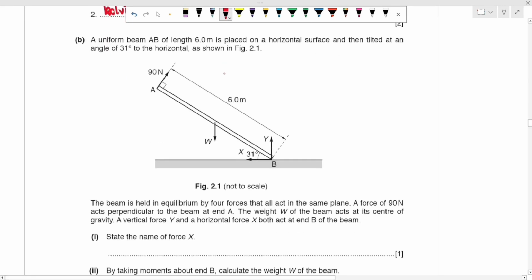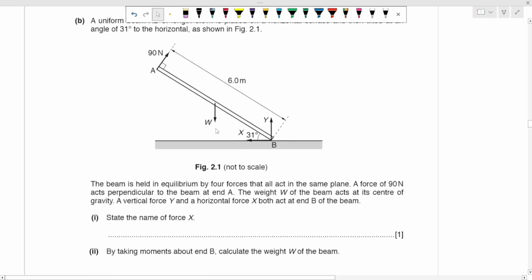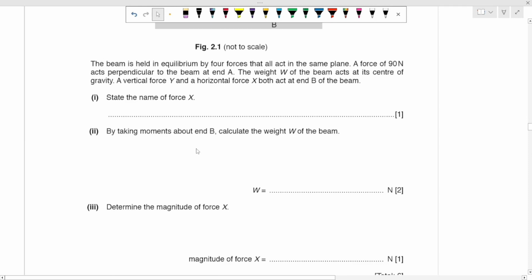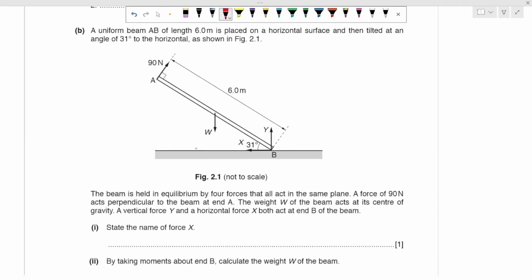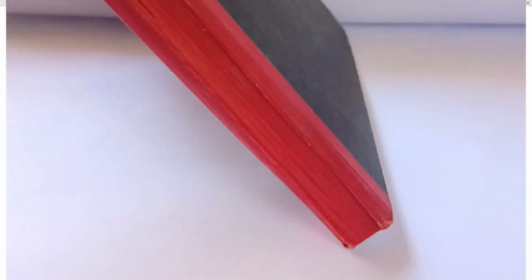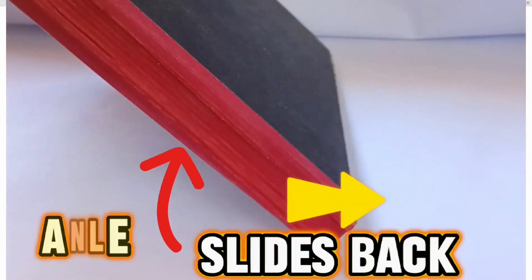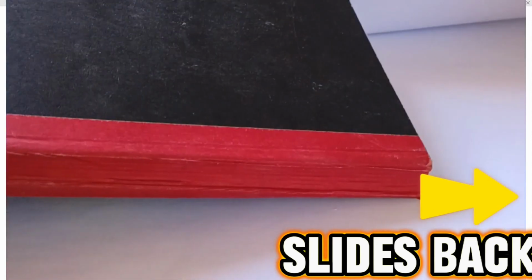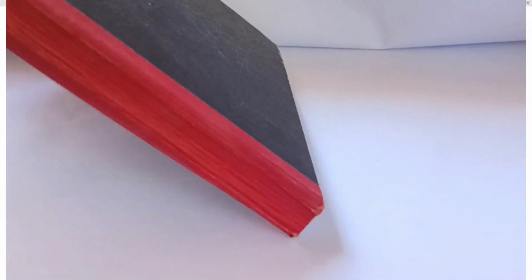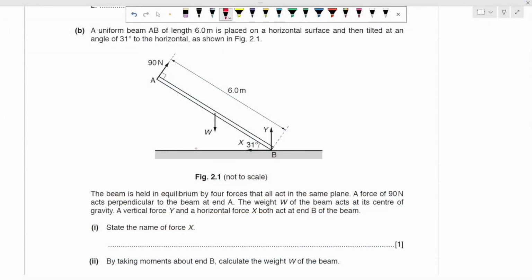B. We have a uniform beam AB of length 6 placed on a horizontal surface and then tilted at an angle of 31 degrees to the horizontal as shown. The beam is held in equilibrium by four forces. State and name the force X. Well, as you can see from the demonstration that I've put on the screen, if a book that's inclined at an angle is left to fall, it's sort of going to slide backwards, right? They assume that you have tried this and seen that it works.